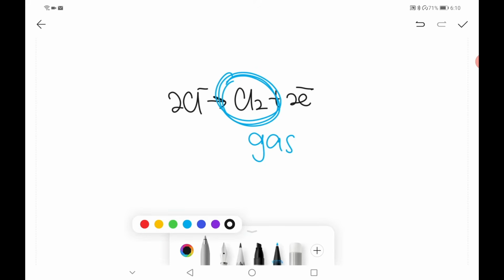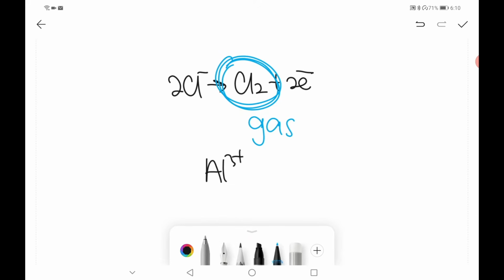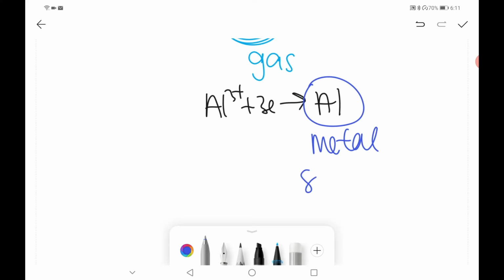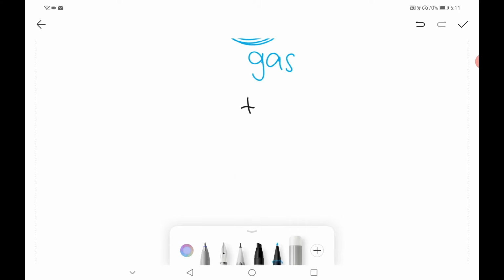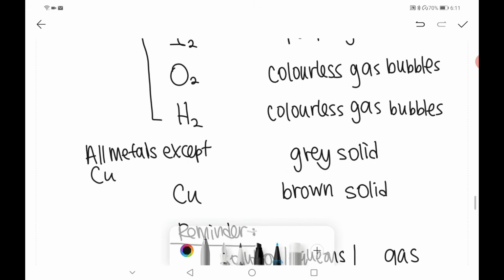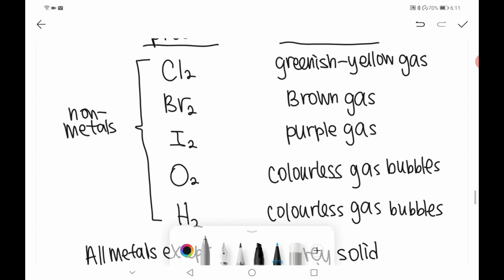Let's say your final product is this: Al³⁺ plus 3e⁻ becomes Al. Since your final product is aluminium, and aluminium is a metal, you should expect to see a solid. What is the color for aluminium? All the metals are gray, so you will see a gray solid. You can refer to the half equation to get your observation, and these are the common observations you will get in electrolysis.